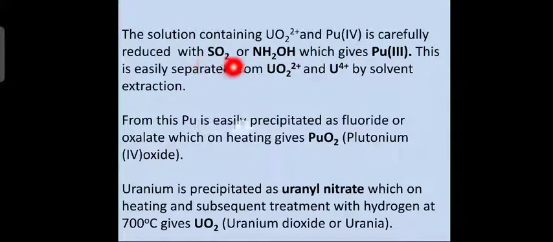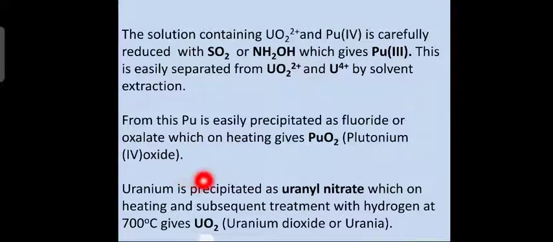Then it is reduced with sulfur dioxide or hydroxylamine NH2OH, which gives Pu3. So Pu4 gets converted into Pu3, the oxidation state going from +4 to +3. This is easily separated from UO2 2+ and U4+ by solvent extraction. From this, plutonium is easily precipitated as fluoride or oxalate, which on heating gives PuO2, that is plutonium 4 oxide. That means plutonium in this molecule will be in the 4th oxidation state.